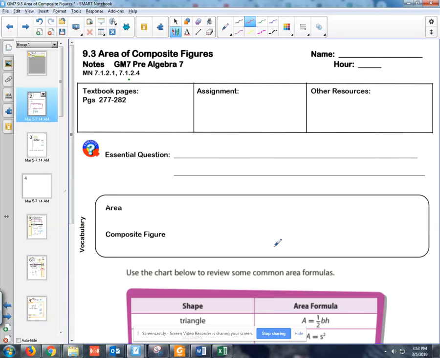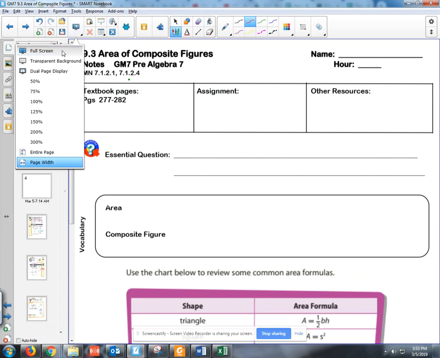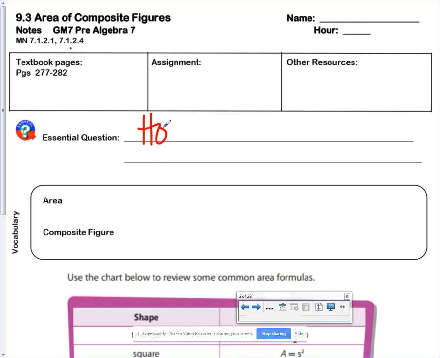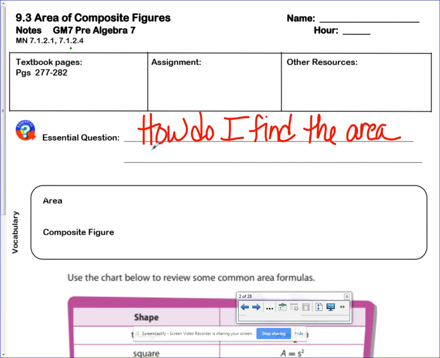Already take out your notes packet, and we are moving on into section 3 of Mod 9. And we'll start out with our essential question today: how do I find the area of, and this book calls it composite shapes. Some books call it irregular shapes, or composite figures, I guess I should say. So I will leave it at that, question mark.